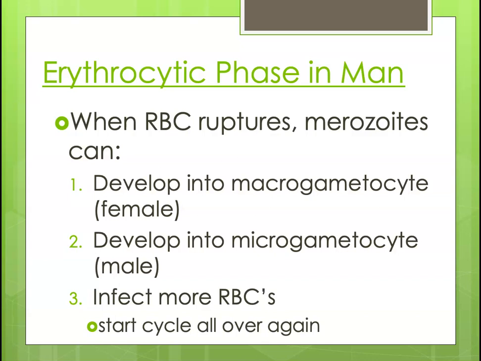But remember, in man, the macrogametocyte and the microgametocyte do not meet up and result in sexual reproduction. That only occurs in the mosquitoes. So if it matures into a male or female form, that's sort of a dead-end road inside man. In order for the parasite to continue, another mosquito needs to come along, or the merozoites keep undergoing schizogony inside the RBCs.